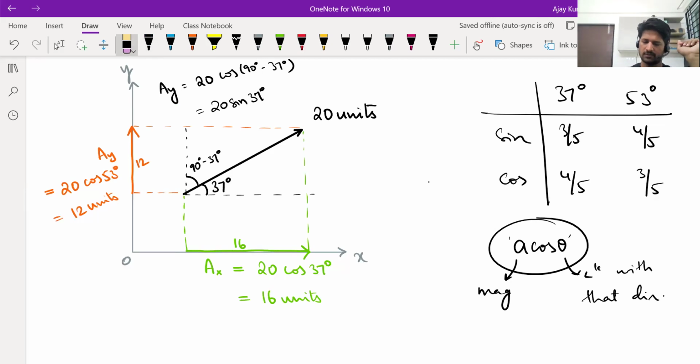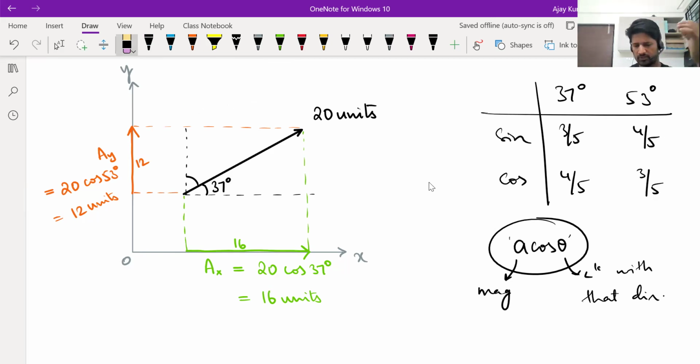Okay, Pawan, did you understand your mistake? Yes, sir. So take the angle with that direction and always use cos. Then you will not make any mistake.